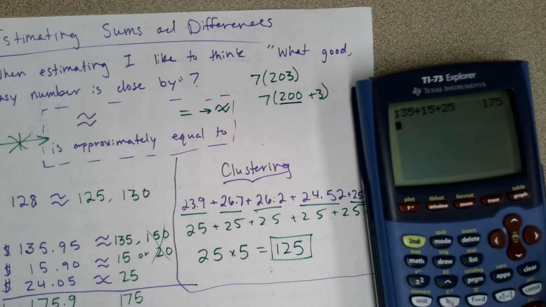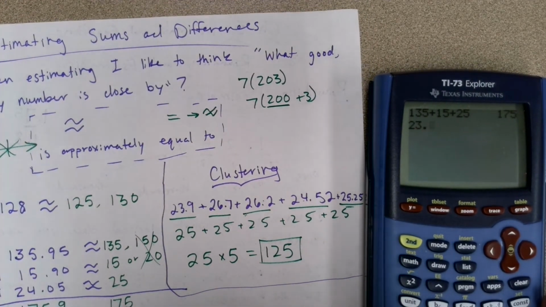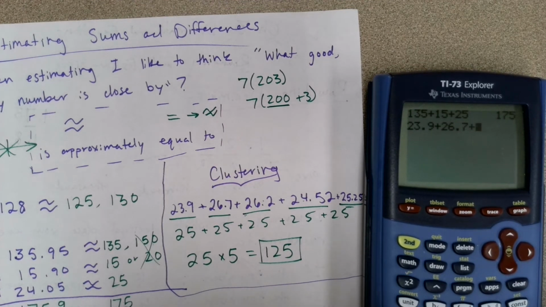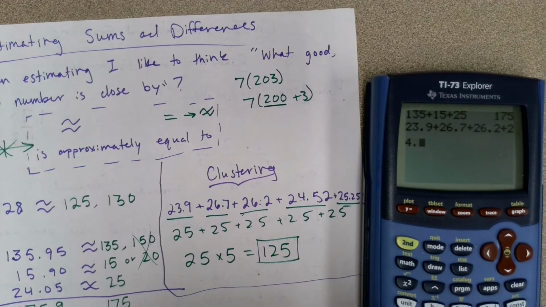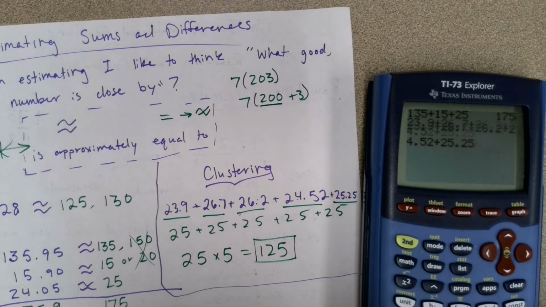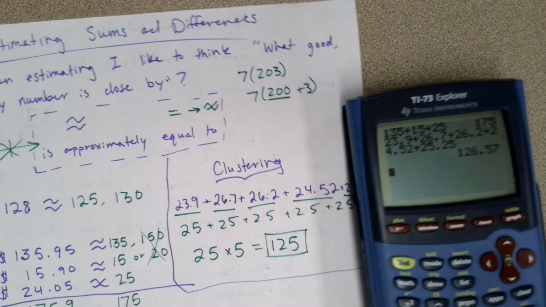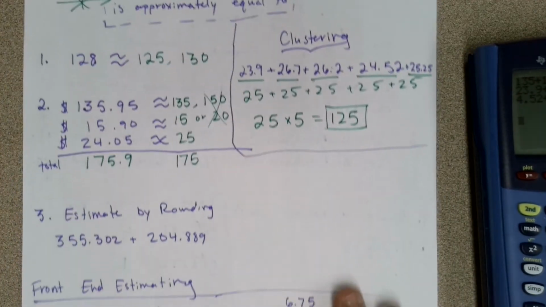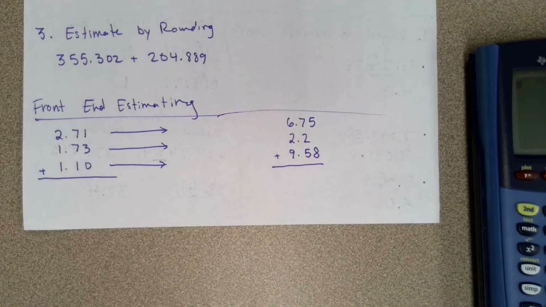125 would be there. Let's see how close that would get us if we hadn't done the estimation there. I'm guessing pretty close because all of these numbers are fairly close to 25. This is called cluster estimation again. You see that everything in the cluster is pretty close to the same number. And 126.57. So yes, this cluster estimation worked really well for us. Another great method that you can use if you see that all the numbers are pretty close to each other. All right, we got a couple more practice problems here, and then we'll let you go.